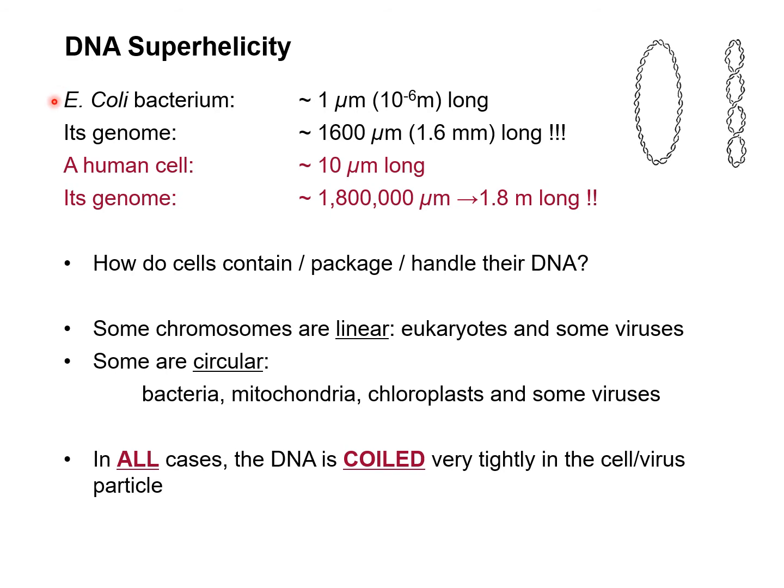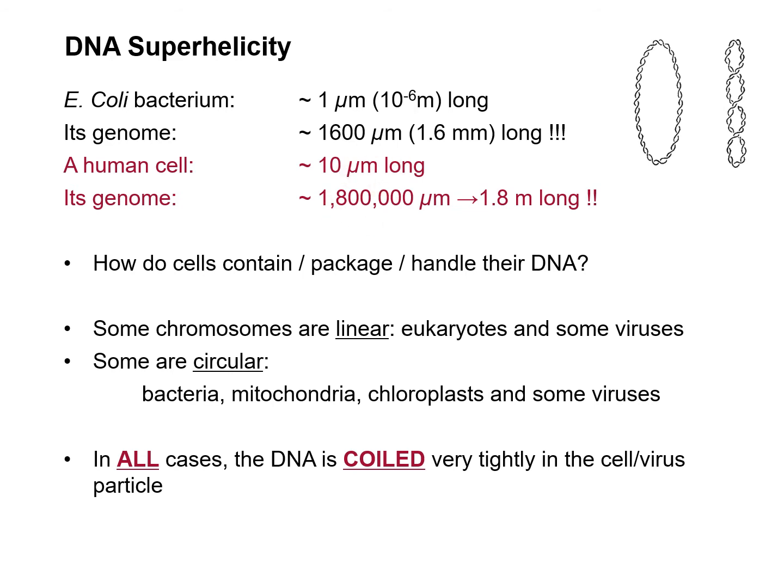Let's compare some of these numbers between the size of the cells and their genome size. When you look at the E. coli bacterium, the size of it is about 1 micrometer, or 10 to the minus 6 meter long, fairly small. But its genome, the DNA molecule, is 1600 micrometers, or 1.6 millimeters long, which is much larger than the size of the E. coli cell. The same thing applies to the human cell. A human cell is about 10 micrometers long, but its genome is 1.8 meters long, which is much larger than the size of the human cell.